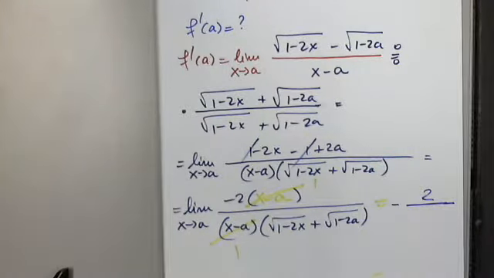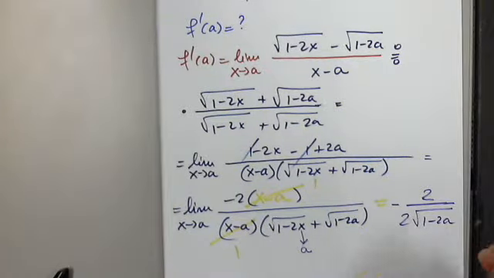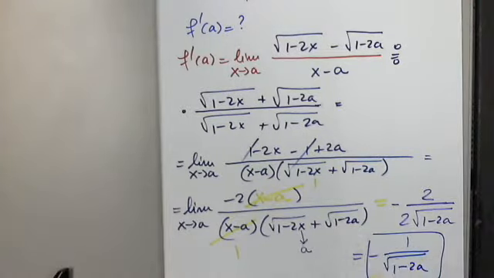Can anyone give us the denominator? Careful now. X approaches a. There is no x here, but there is an x here. So when x approaches a, what do we get? 2 root 1 minus 2a. Very good. We continue to simplify, and the answer becomes 1 over negative 1 over the square root of 1 minus 2a. Very good. This is the end of chapter 2.